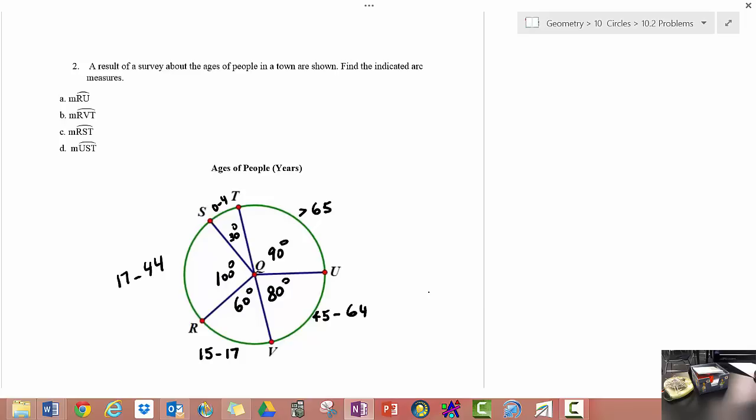And you know that the measure of an arc is equal to the measure of the central angle. The information around the circle is about the ages of people, and it is not necessarily needed to answer the questions that you can ask about the measures, but it is important information anyway.